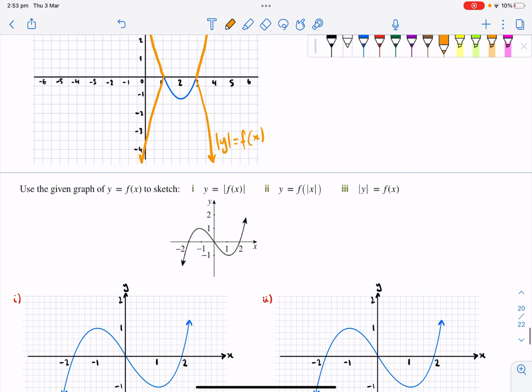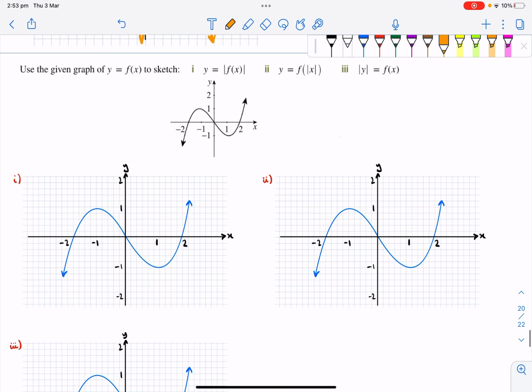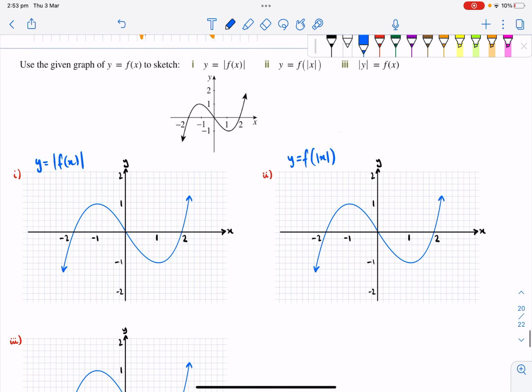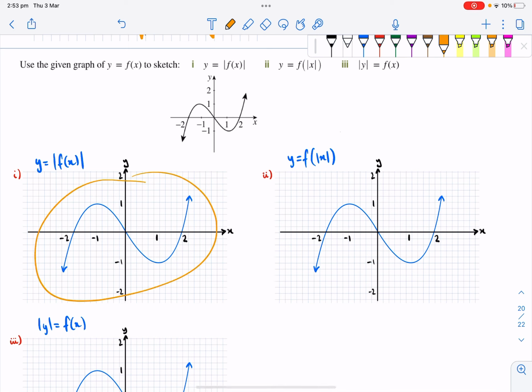All right, let's move on to another example. So I've pre-prepared these questions here. We're going to use this graph, and again, we're going to repeat the same techniques. We'll start with y equals absolute value of f(x). Then we're going to do f of the absolute value of x. And then finally, we're going to do the absolute value of y equals f(x). So let's start off with absolute valuing this.